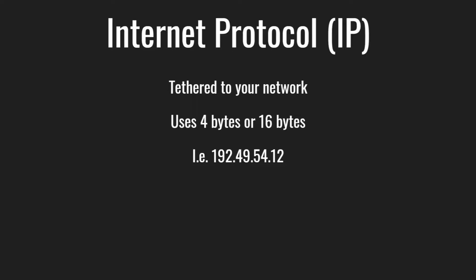IP stands for Internet Protocol. The IP helps your Wi-Fi router identify a device connected to it. No two devices on the same network will have the same IP. Connecting to different networks will give you different IPs. This uses a 4-byte system. An example of an IP would be 192.49.54.12.